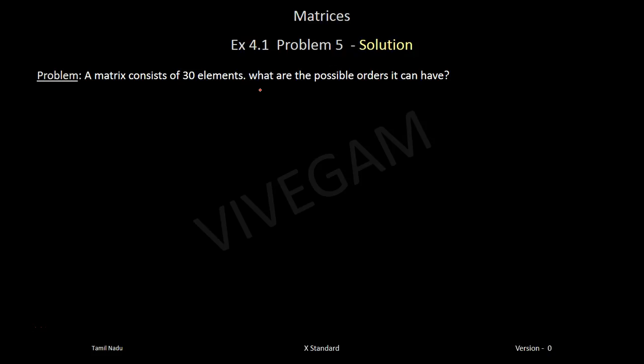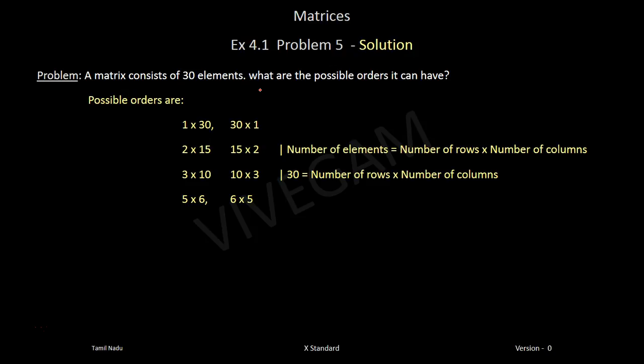Great. So, let's put out the possible orders. I'll explain it. Let me put out all the answers. Then our formula is that the number of elements is equal to the number of rows into the number of columns. And here the number of elements is given as 30. So 30 will be equal to the number of rows into the number of columns. So let's try one by one.